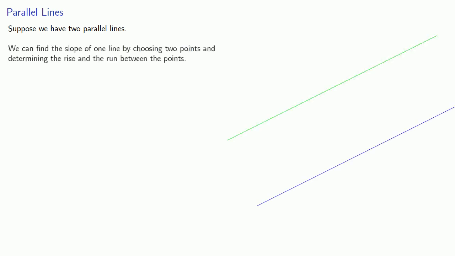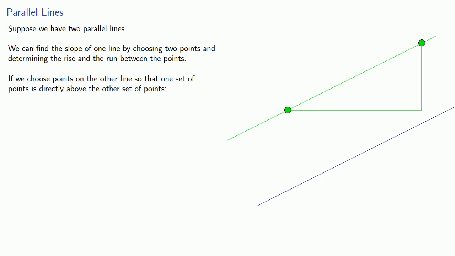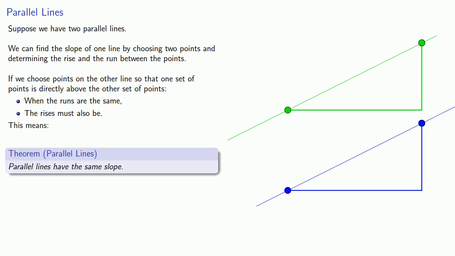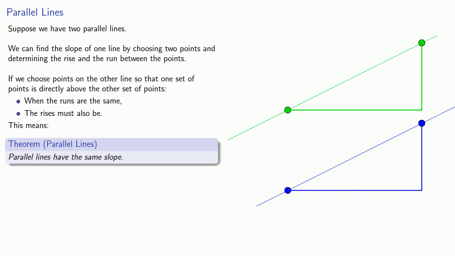What about parallel lines? Suppose we have two parallel lines. We can find the slope of one line by choosing 2 points and determining the rise and the run between the points. We can find the slope of the other line in the same way, but if we choose points on the other line so that one set of points is directly above the other set of points, we see when the runs are the same, the rises also have to be the same. Otherwise, the two lines won't be parallel. And this leads to the following theorem. Parallel lines have the same slope.